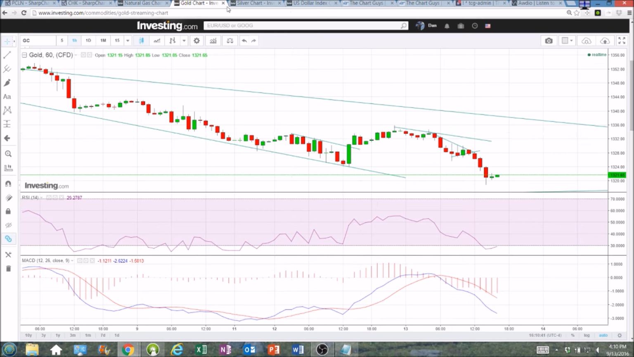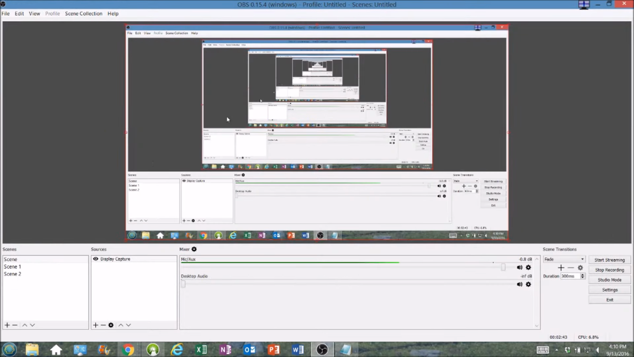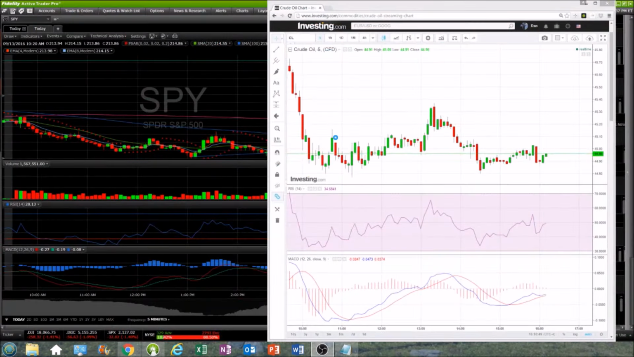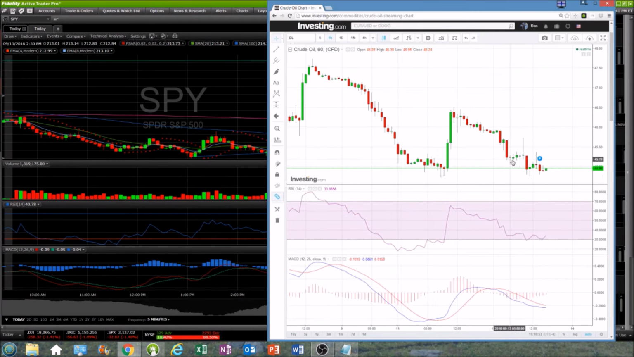Let's look at oil. Where is oil? Oil's on my other screen. Okay, so oil, let's go into the hourly chart. Let's get those 3 candlesticks after noon and see what happened there. And there's noon and then 3 red candlesticks. So that's not what I want to point out here on oil.